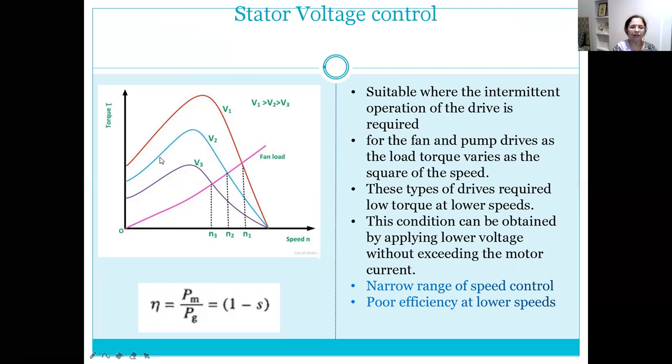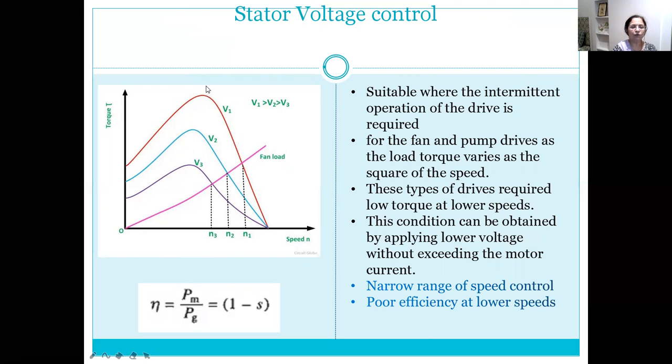So this V2 reduced voltage characteristic is indicated, and if we continue reducing the voltage further, a third characteristic of the same nature can be drawn. Now roughly, the point at which maximum torque occurs, which is indicated here, remains the same. So the slip is independent of input supply voltage. What we said, Sm is independent.